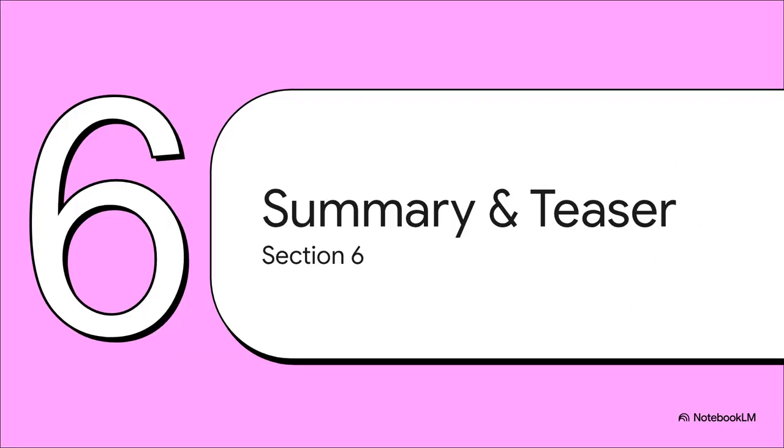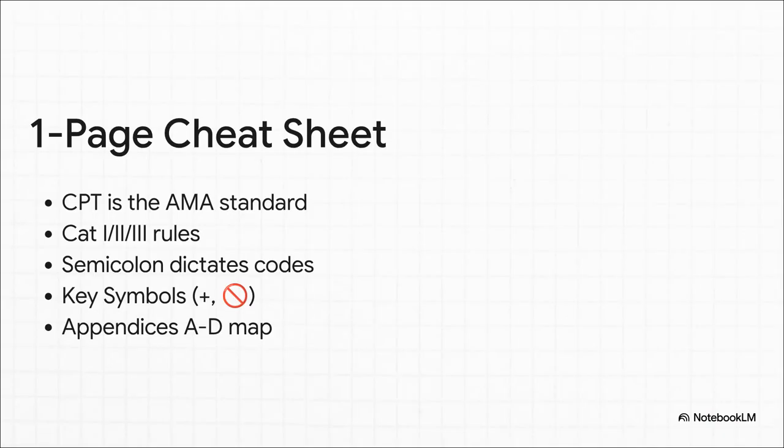Section 6, summary and teaser. Okay, here is your dense, highly readable one-page visual summary of today's blueprint. I highly recommend you just pause and screenshot this cheat sheet for your studying. It distills the whole shebang: the AMA standard definition, the category 1, 2, and 3 distinctions, that vital semicolon rule for your indented codes, your must-know high-yield symbols like the plus and forbidden signs, and of course, your rapid navigation map for appendices A through D. Seriously, review this cheat sheet until these rules just become second nature.